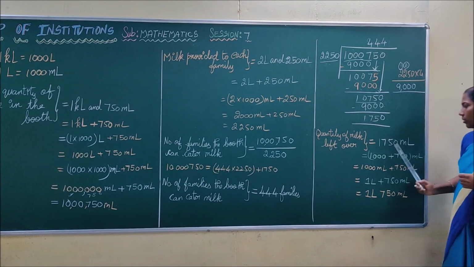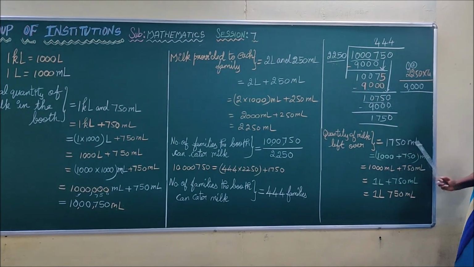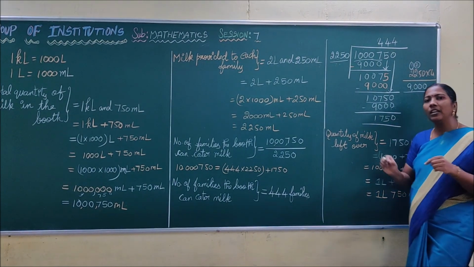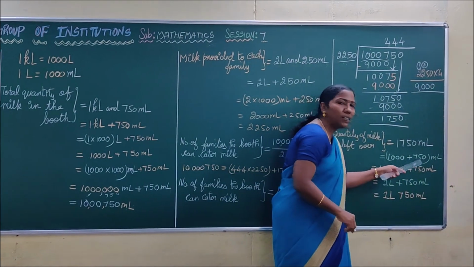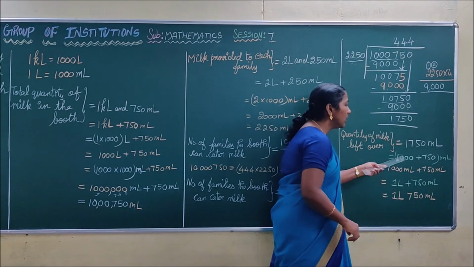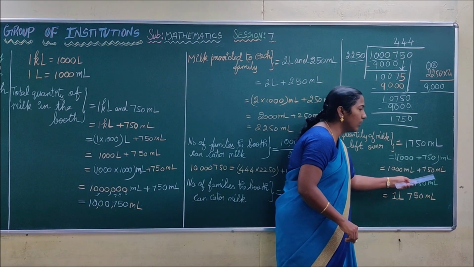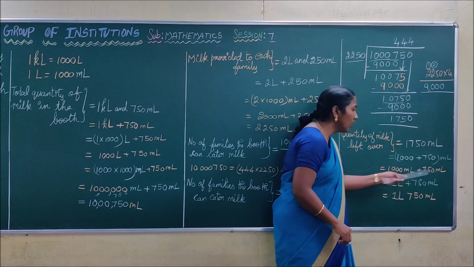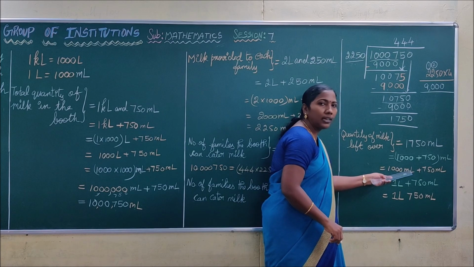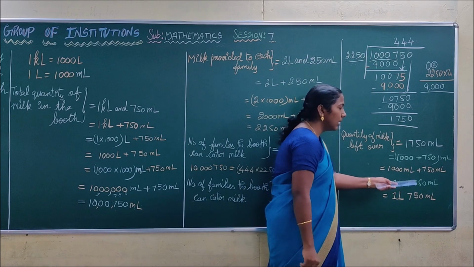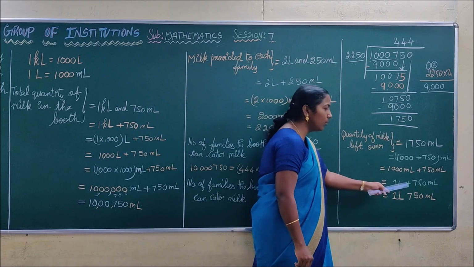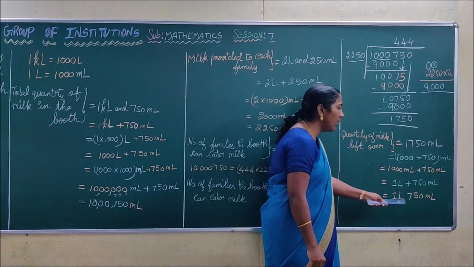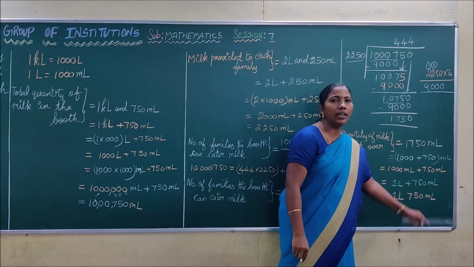In order to convert this milliliter value into liter, we have to split it into two terms as in the previous problem, that is 1000 plus 750 milliliter. Thus 1000 milliliter plus 750 milliliter. In the next step, how can you write the 1000 milliliter? Yes, 1 liter plus 750 milliliter. Thus the quantity of milk left over is, remove this symbol, write the answer as 1 liter 750 milliliter.